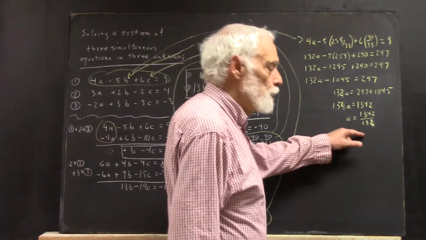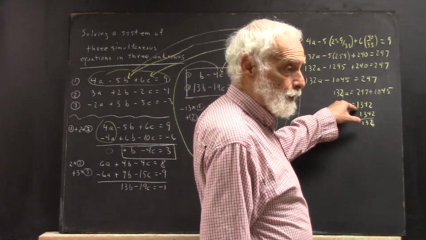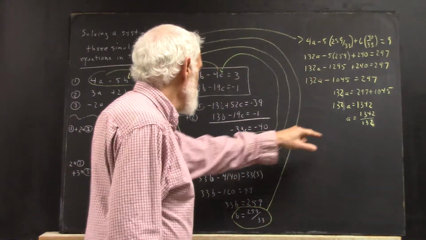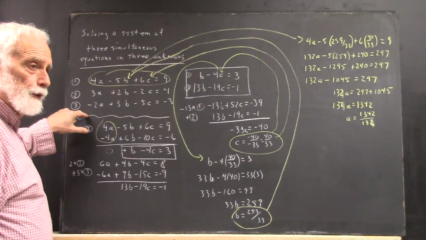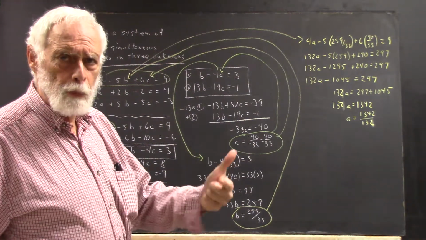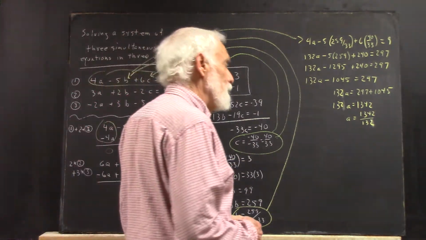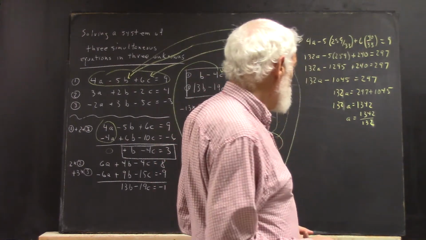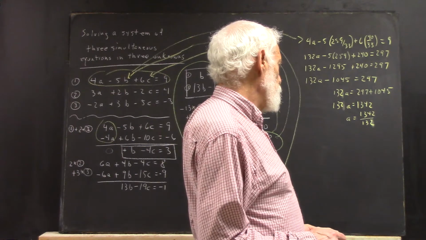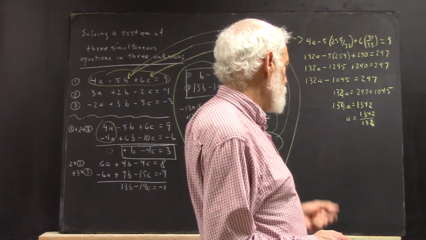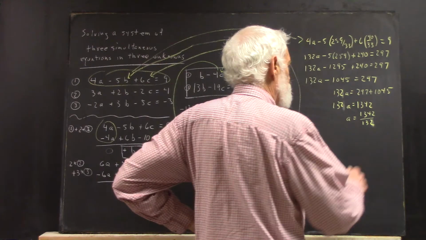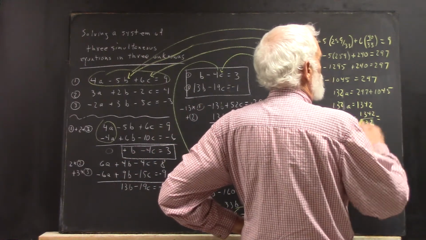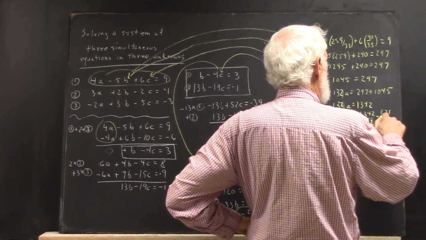Now this can be reduced. We probably want to do that because next thing we're going to do is plug A, B, and C into one of these other equations and see if it works. If it does, then we're pretty sure we've got a solution. Not 100% sure, but we're pretty sure. Okay, well, let's see. Does 4 go into 1,342? I think not, because 4 doesn't go into 142. So I think this reduces to half of this, 650 plus 21 is 671.